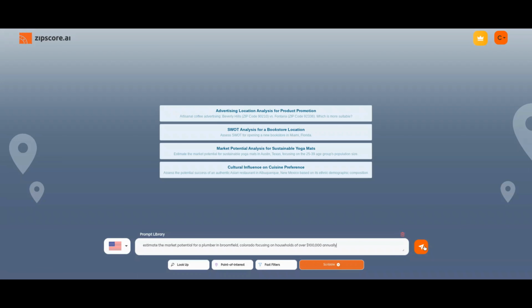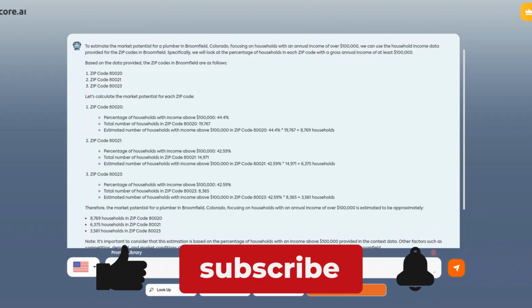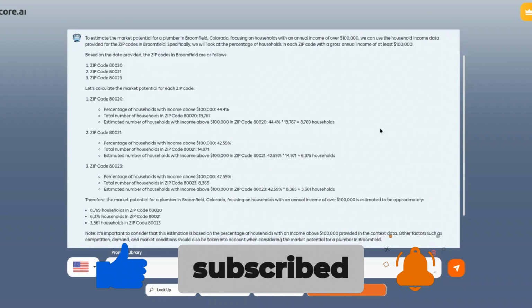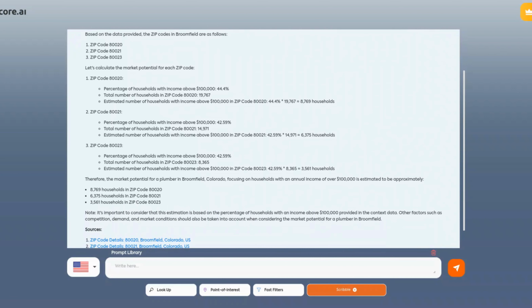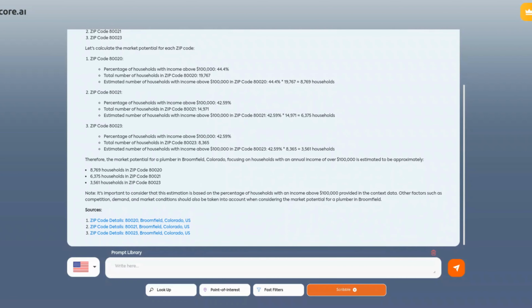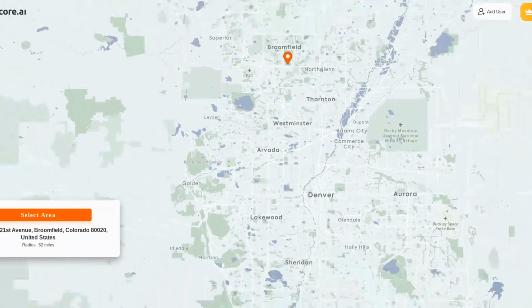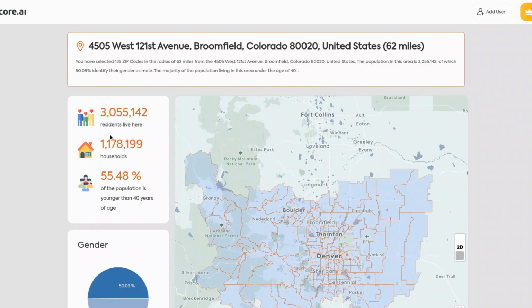Zipscore provides comprehensive census data for zip codes and various geographic levels. You can enter in your prompt here and it'll give you some data about the zip code. But I'm going to show you how to do this even better. Go to the map and select your location. Click select area and it'll give you a nice printout of all the demographics in your area.